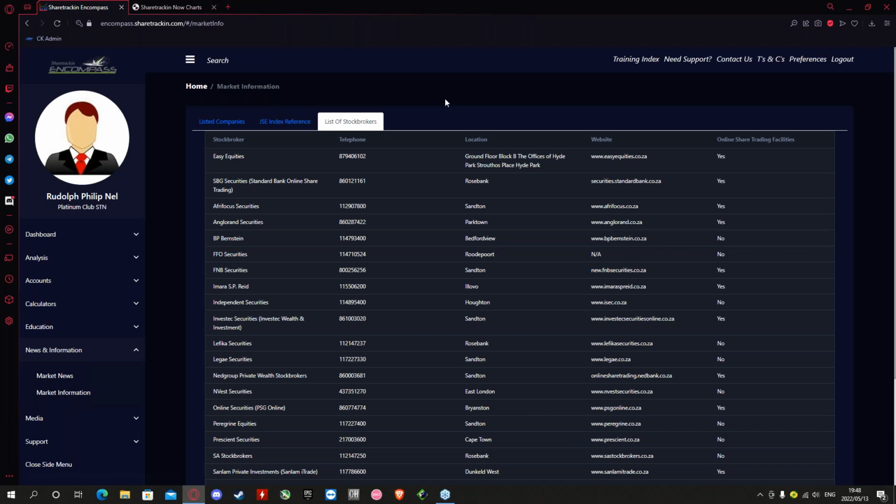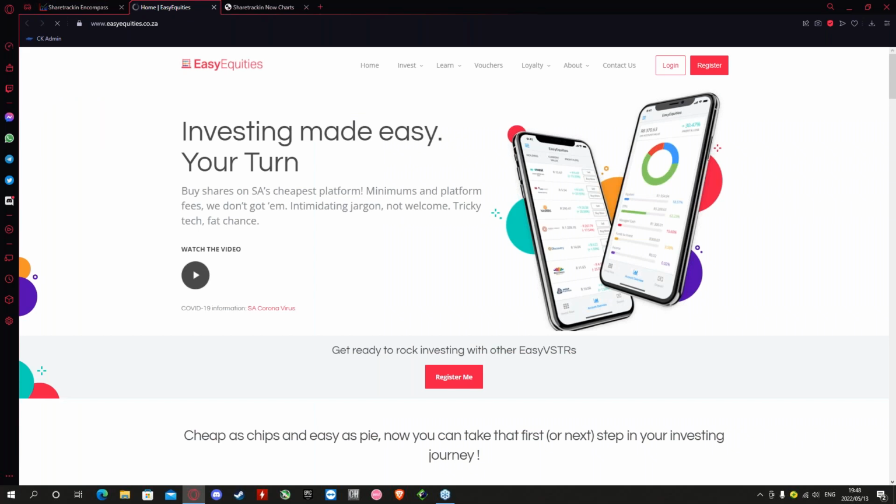Then your list of stockbrokers. So once you are ready to go and invest, you can go and open yourself an investment account through any one of these companies. But also note that some of them don't have online services, and that's what you really want, the online services. So if you only want to invest, you would go to the Easy Equities website and open an account through Easy Equities. You can even just click on the link, and we'll take you directly to the Easy Equities website, where you can go and open an investment account.